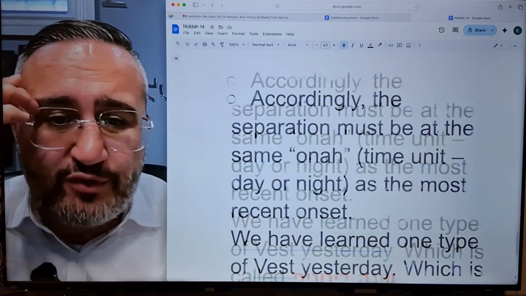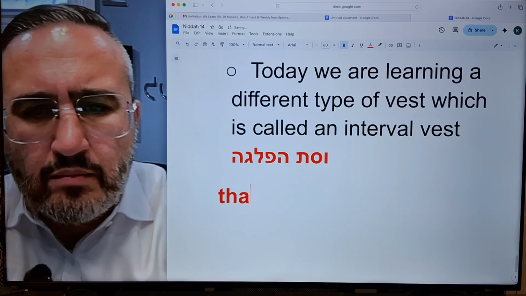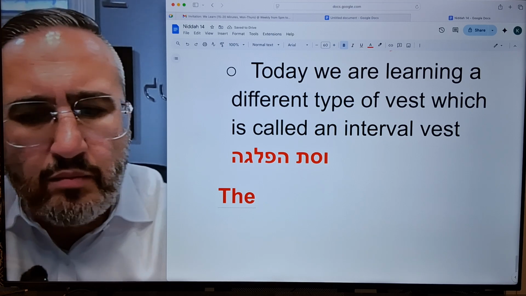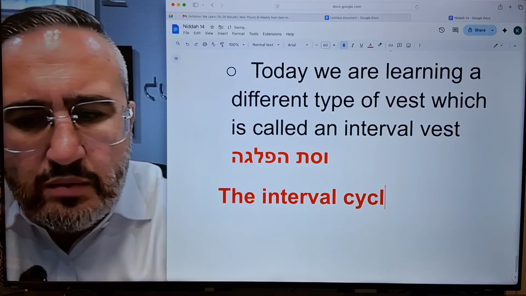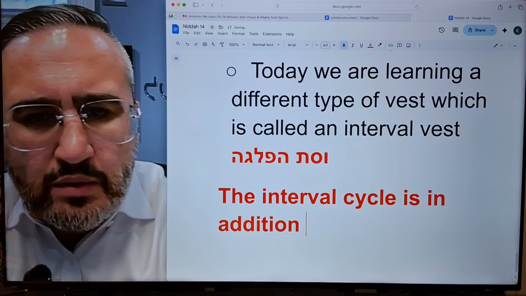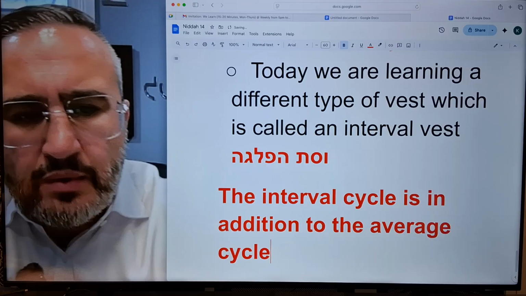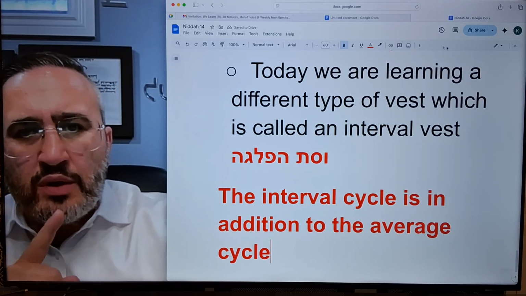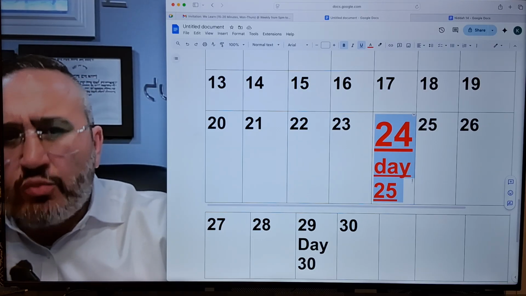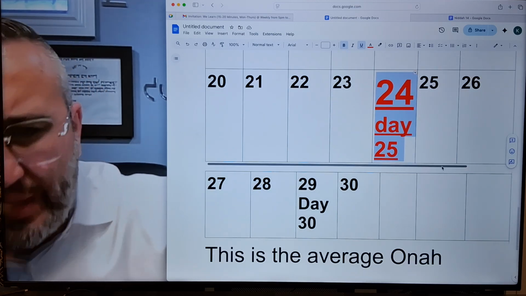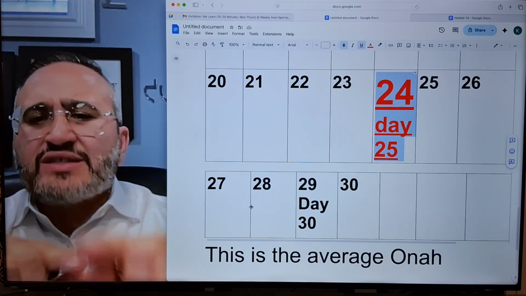but Rabotai, we also have to remember, okay, this I wrote, one second. We also have to remember the interval cycle is in addition to the average cycle. This is very important to remember. So therefore, if a woman didn't get it on day number 25, doesn't mean she doesn't have to be concerned. We're going to tell you, you're allowed to have a relationship with your husband 25, 26, 27, 28. On the 29th, since it's day 30 from the last time that you saw, over there we're going to tell you, you have to stay away from your husband.